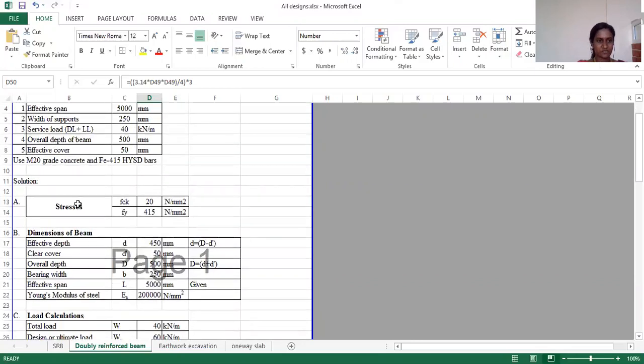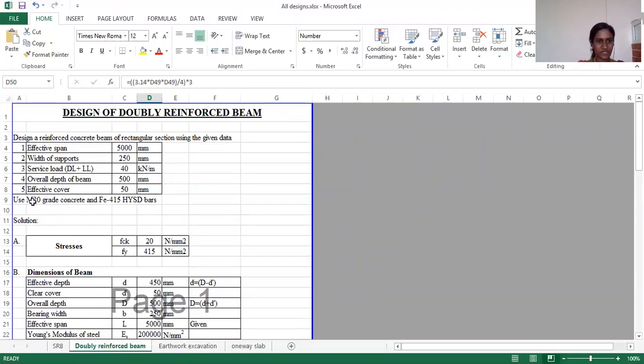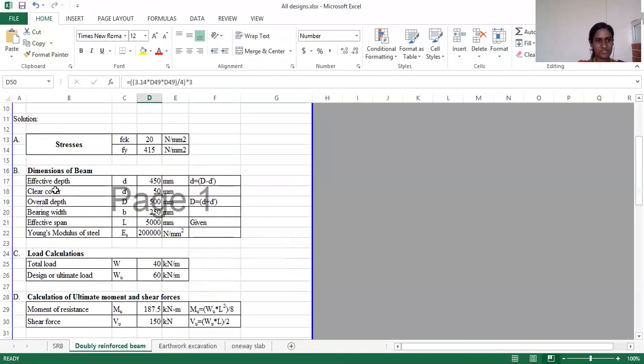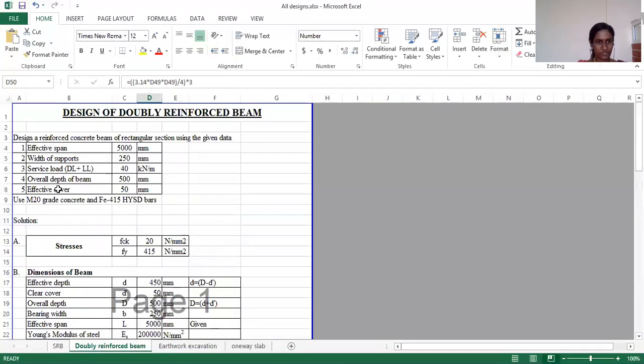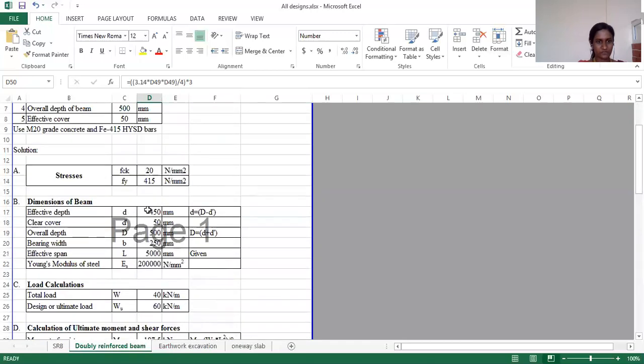Next, the first step of the solution is stresses. So fck and fy are given: it is 20 Newton per mm square and 415 Newton per mm square. Next, design of beams. So the effective depth d we have to calculate, it is 450. How will you calculate? Small d is equal to capital D minus d dash, where d dash is the effective cover. So here I will click on this.